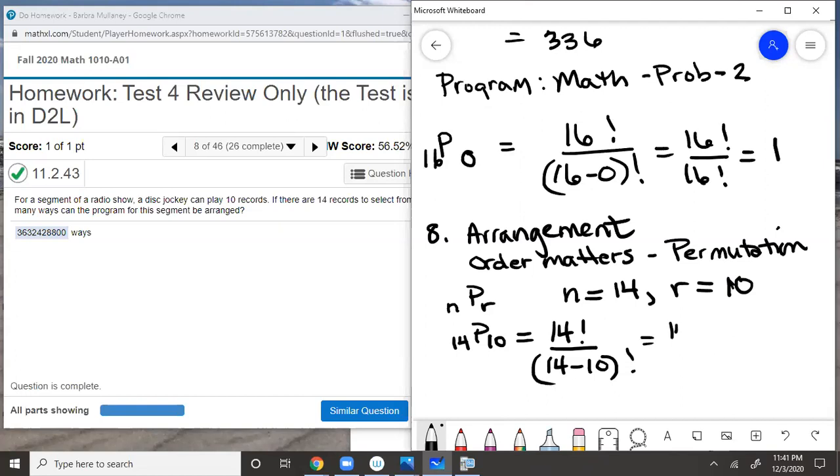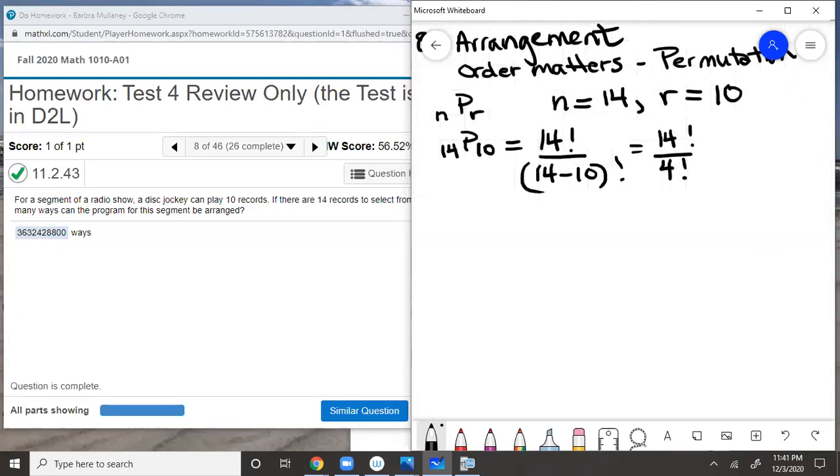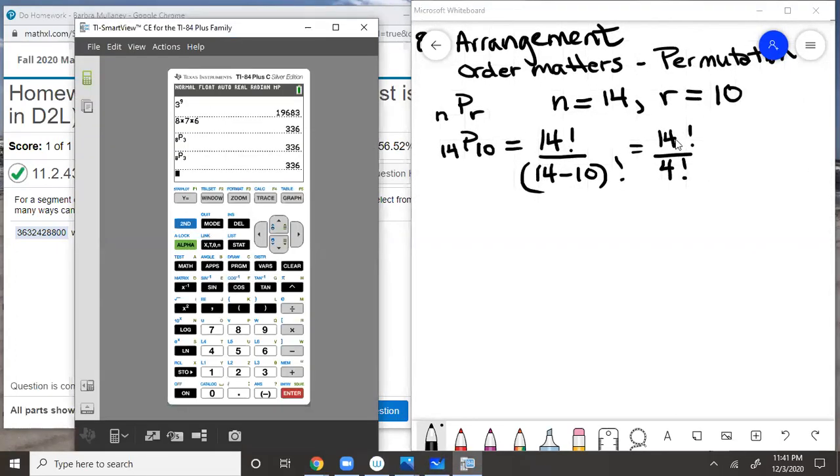And we get 14 factorial all over 4 factorial. Now this is quite a long expansion here. And it's not just because I'm running out of room, but we do have a way of doing this on our calculator. We can put in this 14 factorial right here on our TI-83 or 84. So I'm going to clear the screen. We have 14. To get the factorial, hit math, prob, and the number 4.